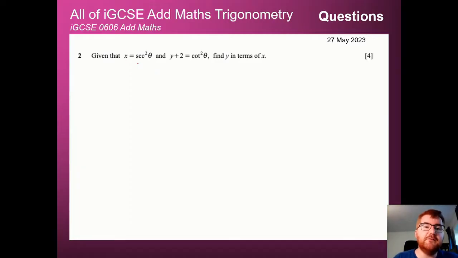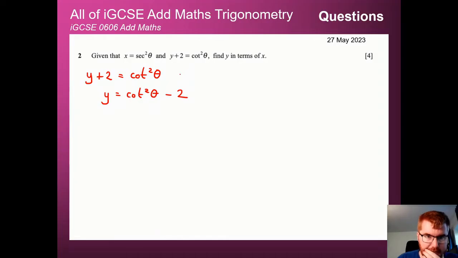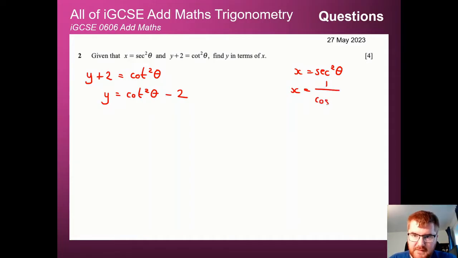We've given here that x is equal to sec squared theta, y plus 2 is equal to cot squared theta, and we want to write y in terms of x. Okay, so the first thing that comes to mind here is we've got y plus 2 is equal to cot squared theta. So that means then that y is equal to cot squared theta minus 2. Okay, so if we take the x equals sec squared theta, then if I rewrite this out as 1 over cos squared theta, I told you these definitions are very important to know here.